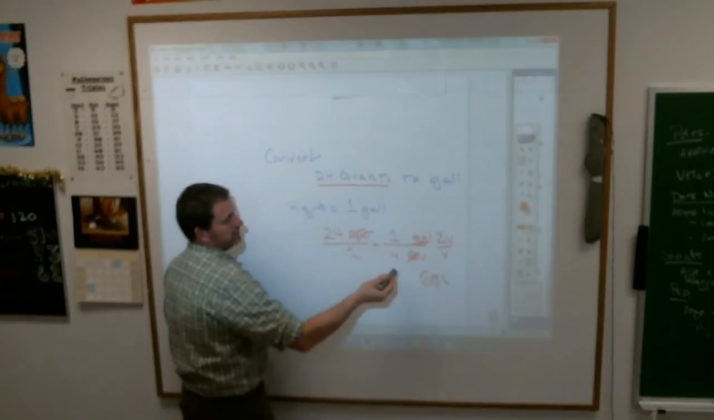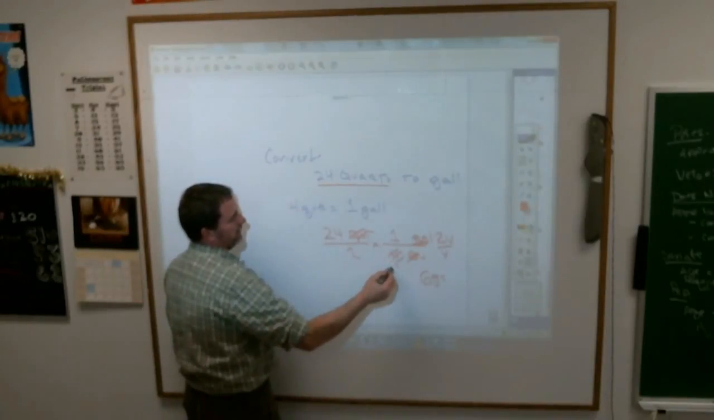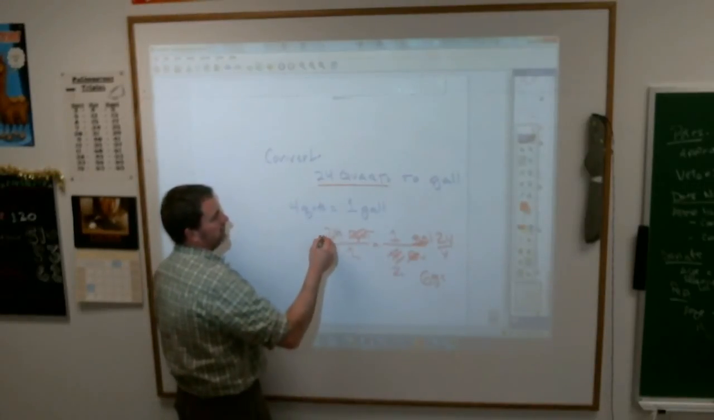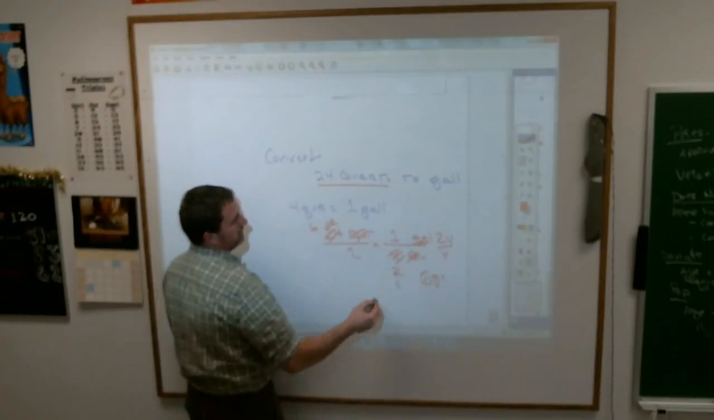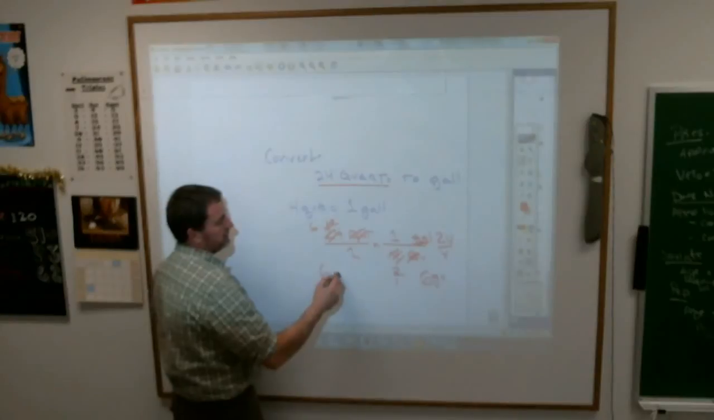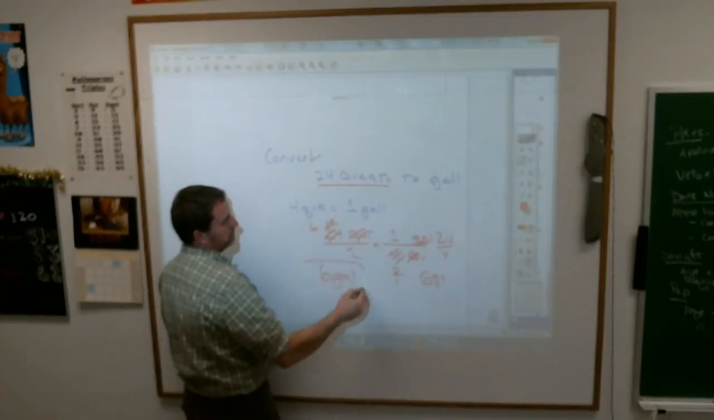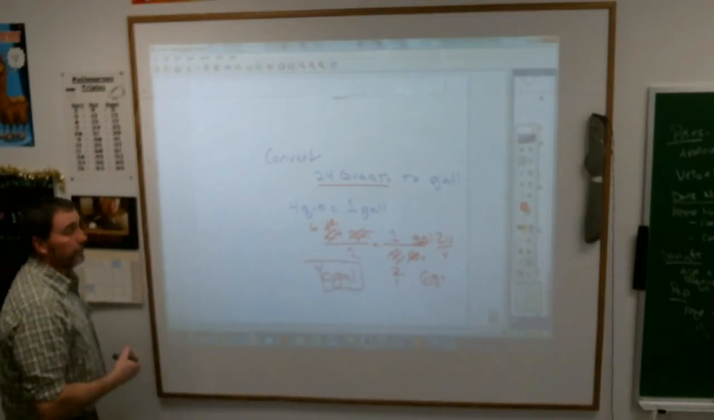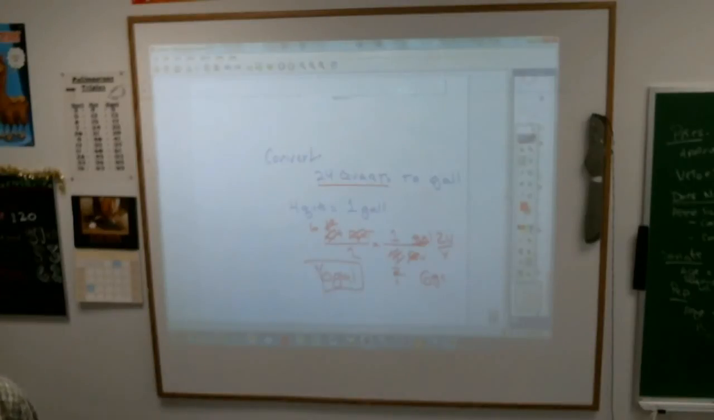By the way, you could reduce right here if you wanted. 2 goes into 4 twice, and into 24 12 times, and 6 over 1. Either way, you're going to get 6 gallons. Now, they're also going to ask you this question here. Let's see if you can figure this out.